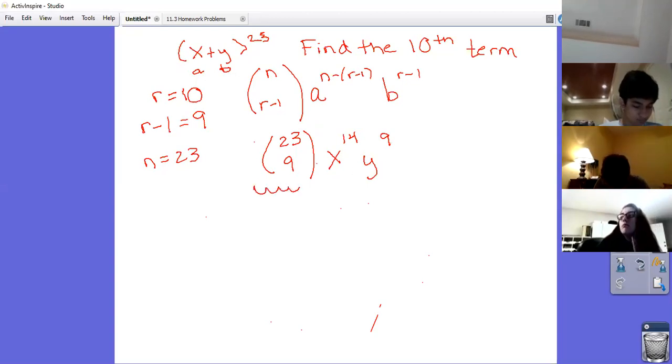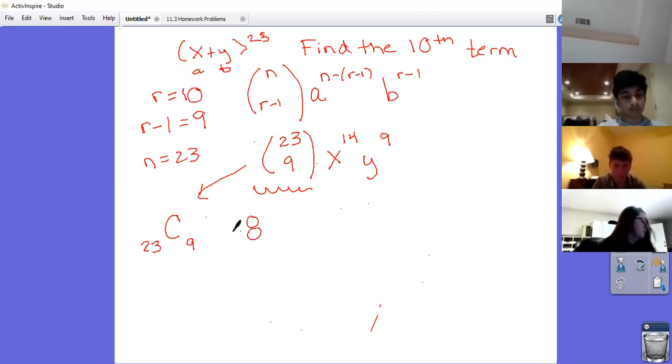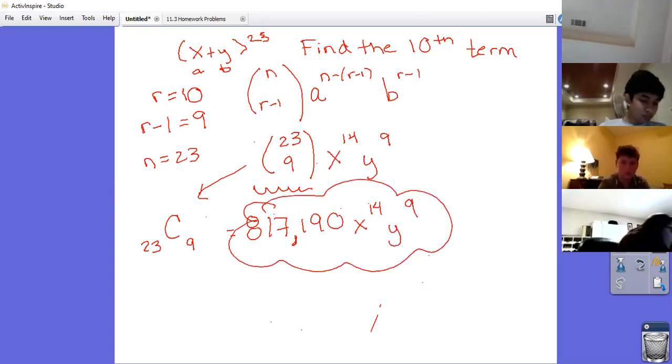Okay. So from here, because our terms are kind of easy, x to the 14th, y to the 9th, the only thing you have to do is put that in your calculator. So this is the same thing as 23 choose 9. And if you put that in your calculator, you should get 817,190. That's a comma. And then x to the 14th, y to the 9th. And that would be the entire term, the 10th term.